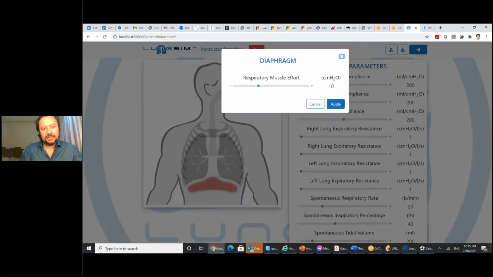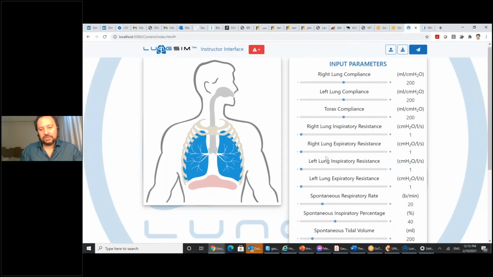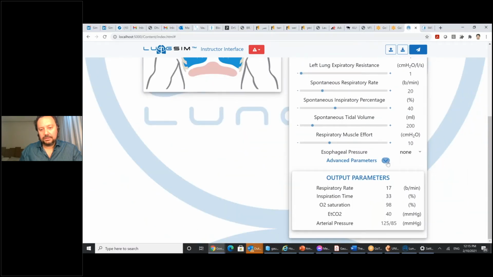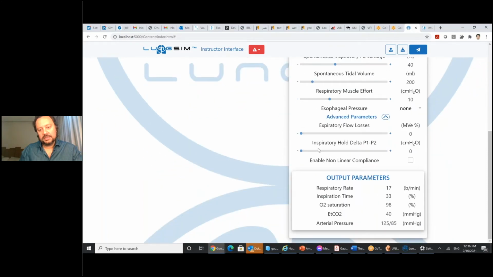The diaphragmatic, also the respiratory muscle effort, so you can have the patient really take a deep breath or just a shallow breath. So this is something you can control. And of course, on this list, you have everything you need. You can also have the expiratory flow losses, inspiratory hold, the delta P1, P2. So you can go much deeper into details and the output parameters, of course.